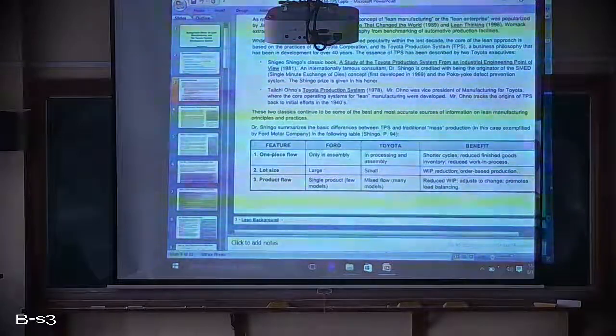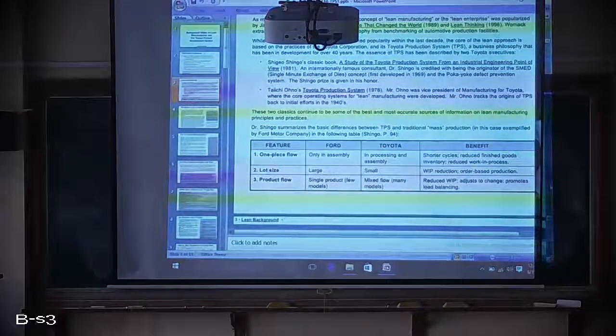Next, lot size. In the case of Ford, traditional manufacturing, large lot size. In the case of Toyota, small. So the benefit is WIP reduction and order-based production. So it's going to be some sort of a pull system. Okay, order-based production. And product flow. In the case of Ford, it's a single product. Only a few models could be made, because with large raw materials and large WIP, they manufacture only a few models.